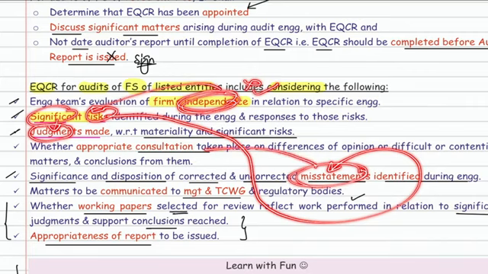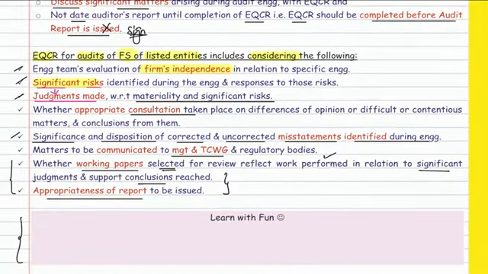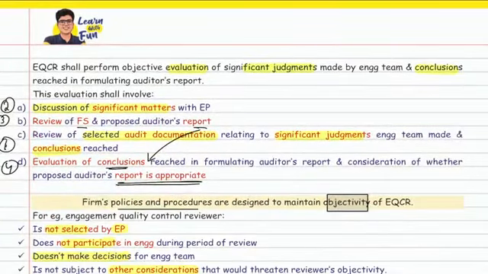Then you go to 2 people, consultation and management and TCWG. Last 2 points also just read from the MCQ point of view. Work papers on your significant judgments and conclusion and appropriateness of the report. Clear point? Clear, sir. What is he required to document? Procedures completed on time, not aware of any unresolved matter to believe that the significant judgments are not appropriate. Last point related to evaluation of significant judgment.